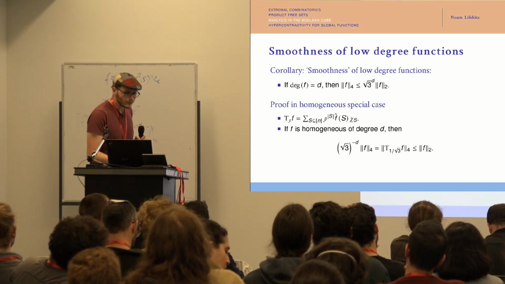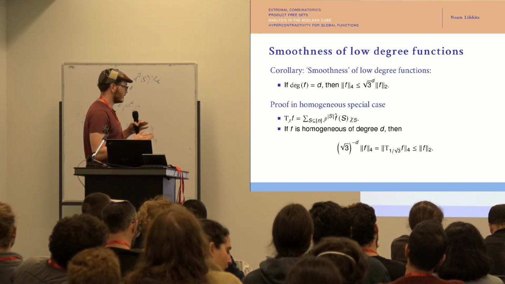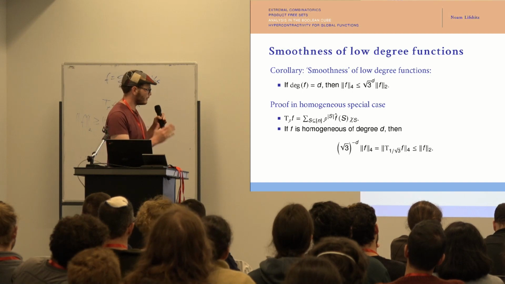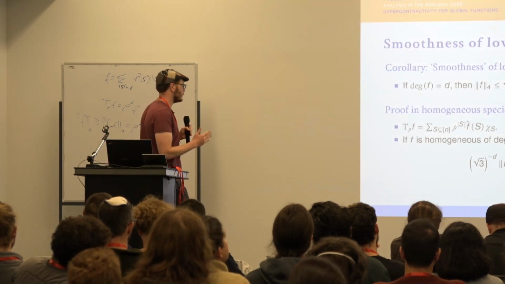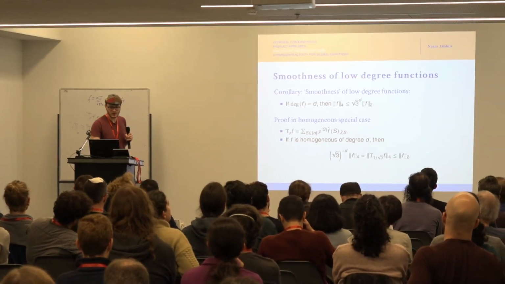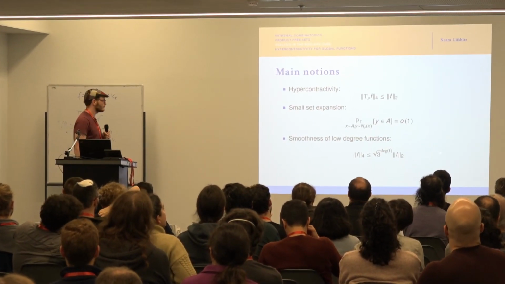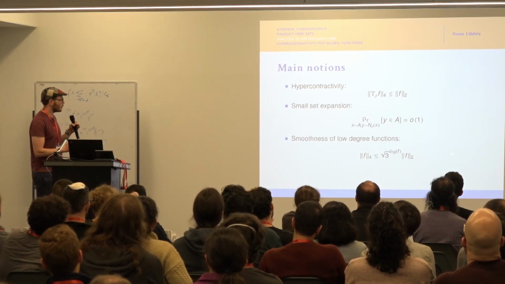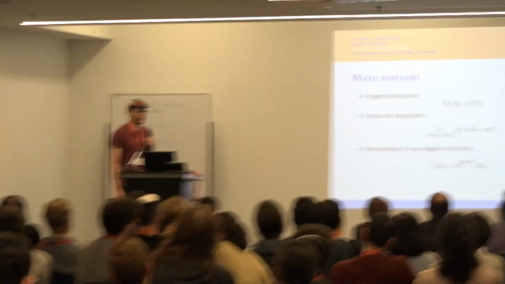So the idea is to use this dichotomy to show that the noise operator kills the high degrees and the smoothness kills the low degrees inside small sets. Okay, and this leads us to the following 3 equivalent ways of thinking about hypercontractivity.